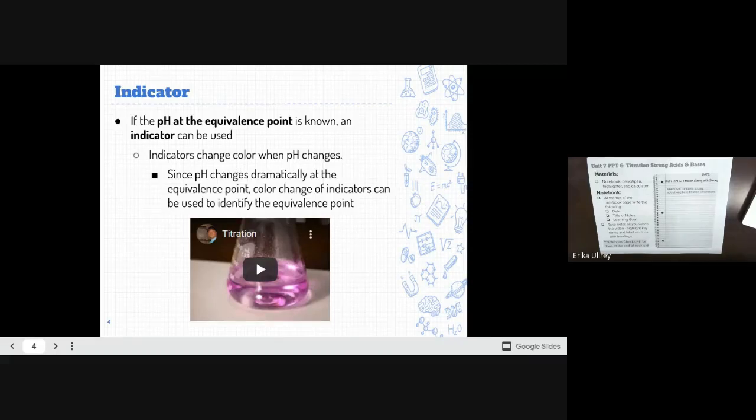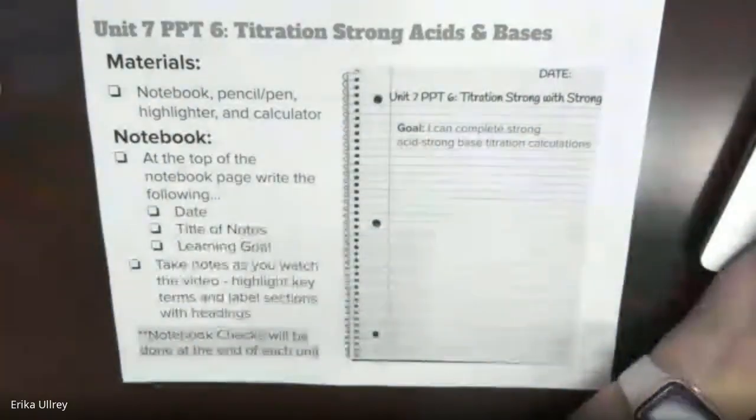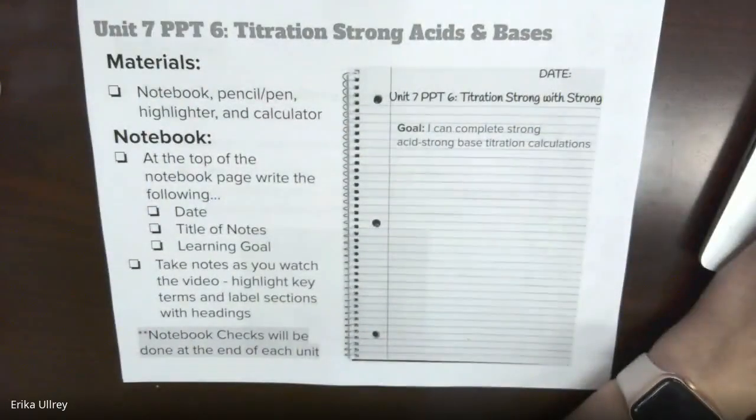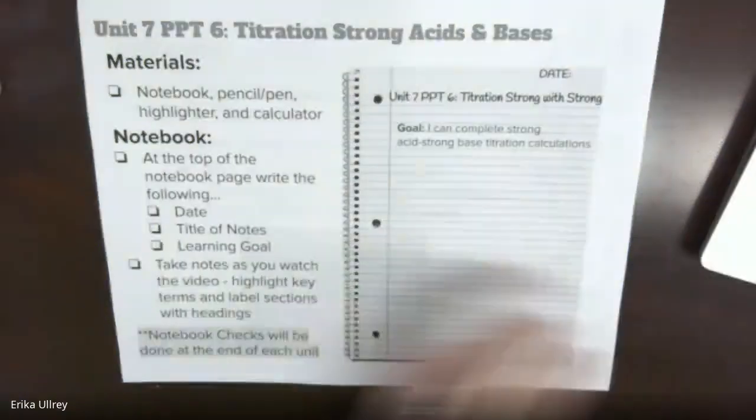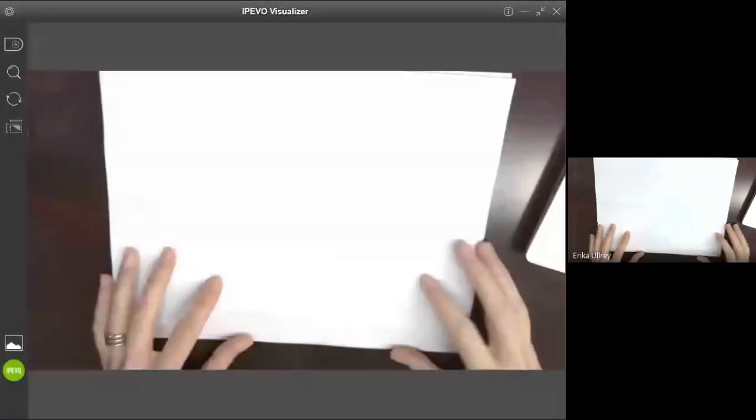And I have a video here, but I'm actually going to just show you how this works in real life. So I'm going to switch over to my document camera. So let me unpresent. It's my document camera right here. All right. Be able to see what it looks like for you guys.